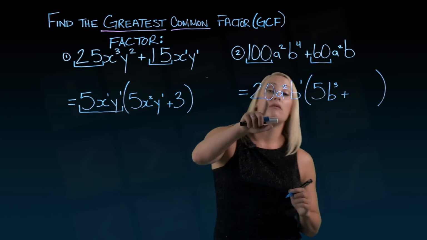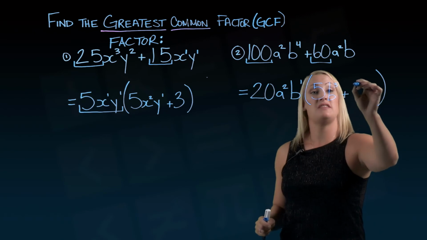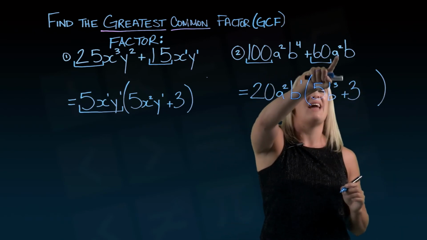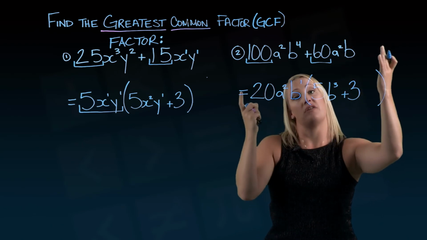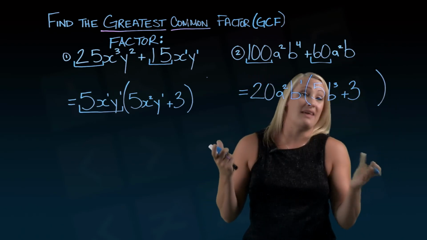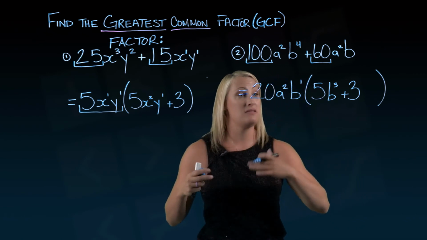And now 20 times what would give me 60? That's 3. A and a, they both have a to the power of 2. I don't have to worry about it. And actually, they both have a b to the power of 1, so I don't have to worry about that either. So this is complete.